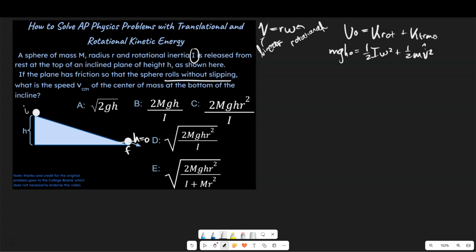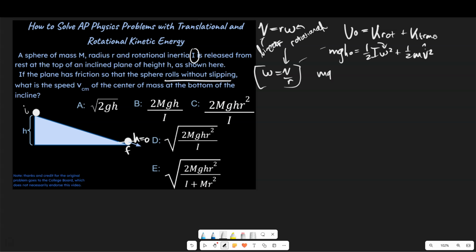We are looking for this, and so because we are looking for v squared, we want to take that omega and turn it into a v squared. So what we're going to do is take this equation right here and solve for omega. So we could say omega is equal to v over r. And we're going to take that and sub it in over here.